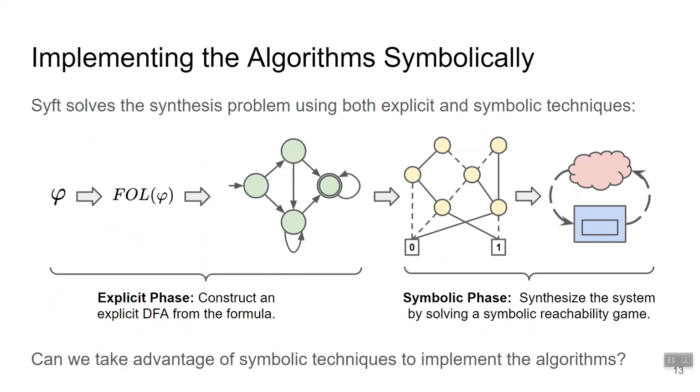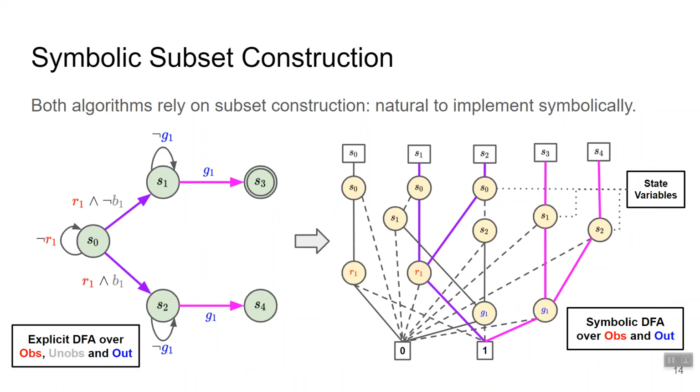Now we can go back to the question of implementing these algorithms within the Syft framework. Syft solves the synthesis problem using a combination of explicit and symbolic techniques. It starts off with an explicit phase, where it constructs an explicit DFA from the specification, then moves on to a symbolic phase, where it converts this DFA to a symbolic representation and synthesizes the system by solving a symbolic reachability game. So an important question is, can we take advantage of symbolic techniques to implement these algorithms? It turns out that there is a very natural way to do this, since, as I mentioned before, both algorithms rely on subset construction, either to construct the belief states DFA or to determinize the NFA. Subset construction turns out to be very natural to implement symbolically.